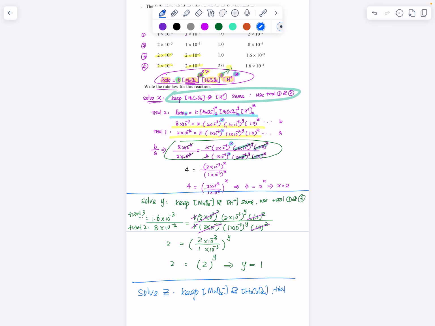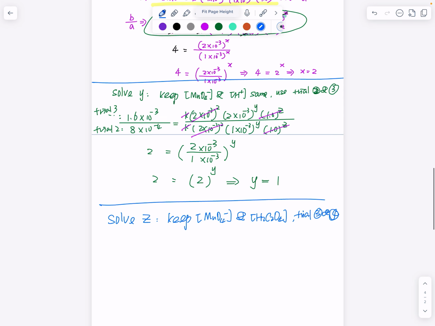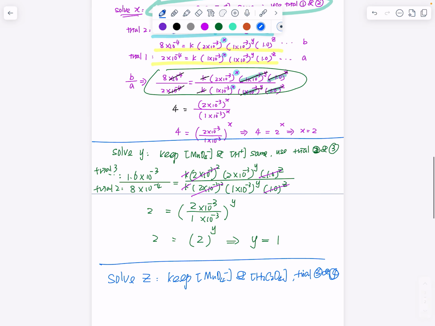Oh, earlier I meant 2 and 3. Okay, I'm sorry. So trial 3 and 4 can serve the purpose. So that's that. Now let's try to work on this real quick.